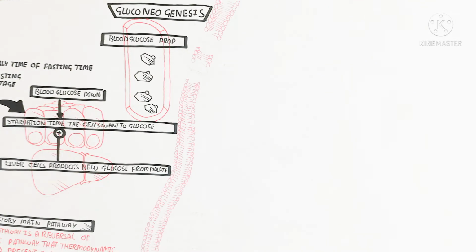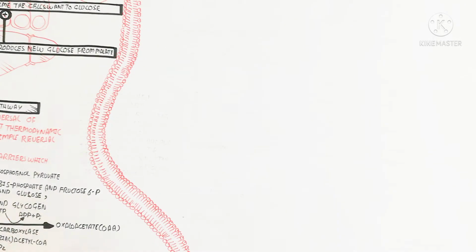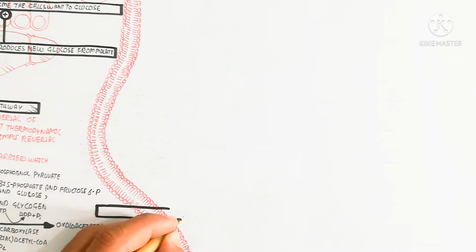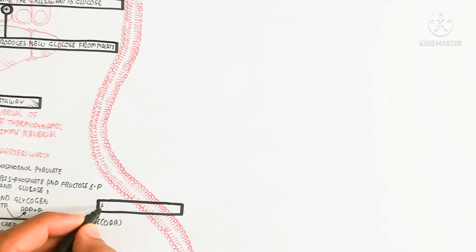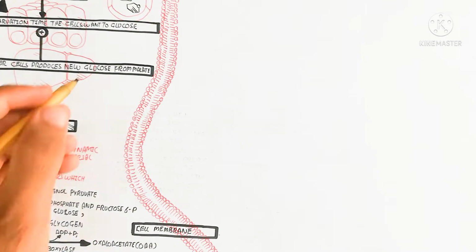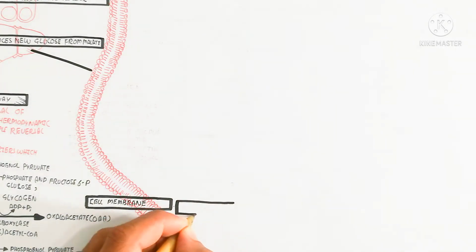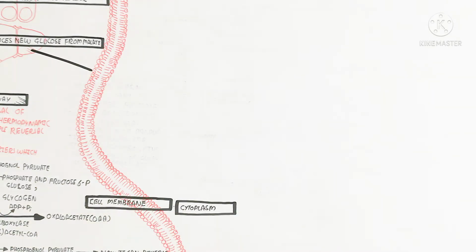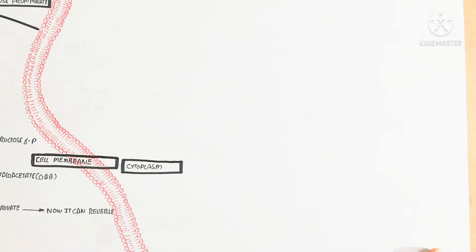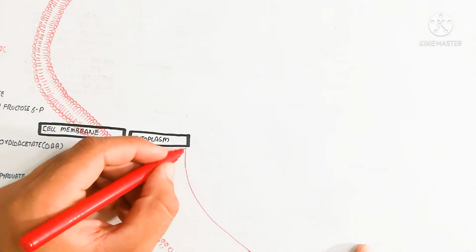The important thing is that here is the plasma membrane of the liver hepatocyte. You can see the plasma membrane, and inside we will discuss the chemical reactions. When the blood glucose goes down in the blood circulatory system, this triggers the production of glucose again through gluconeogenesis. Here is the cell membrane and that is the cytoplasm. Let's begin to understand first from the mitochondria. First I am drawing the mitochondria.